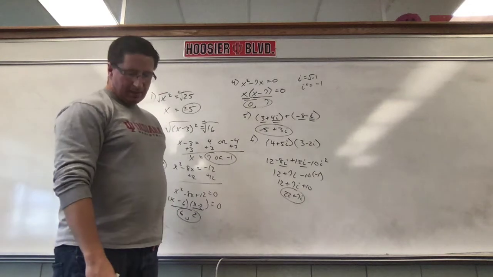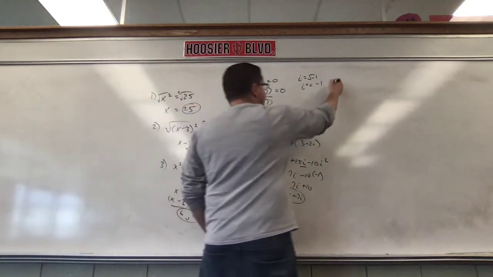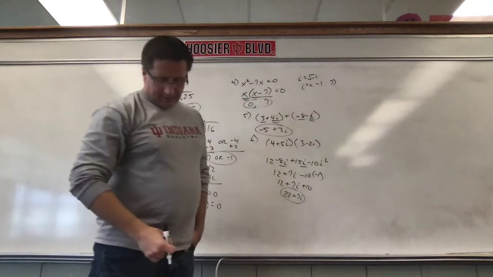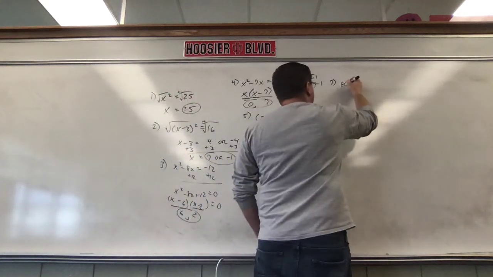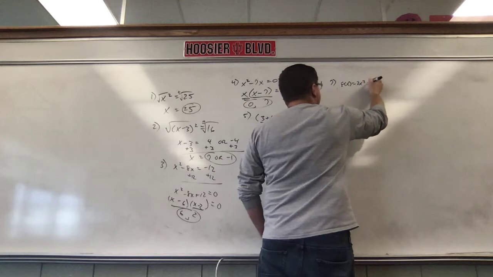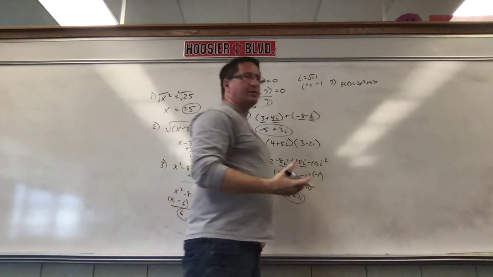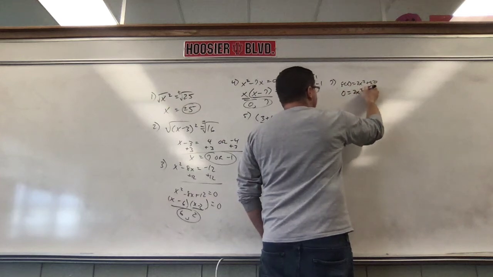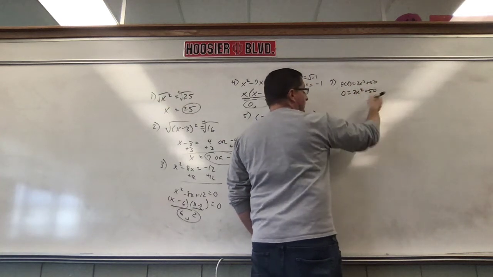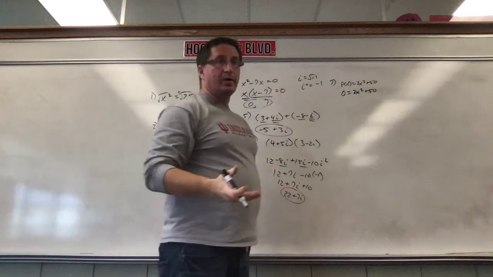Okay? Let's look at number 7. Okay, find the zeros of the function. F of x equals 2x squared plus 50. Finding the zeros, if you remember, set it equal to 0. 0 equals 2x squared plus 50. I can use square roots to solve this because there's only one x.